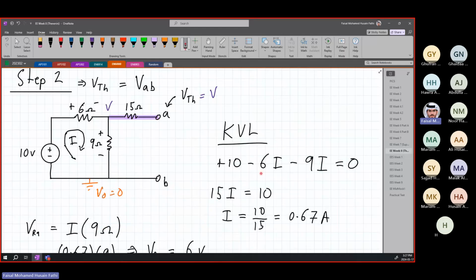Second step is finding our V Thevenin, which is simply VAB. You have to find the path here and find anything that is along this path. So we have the resistance here, but we don't have the current. You can find the current using any method you want. The easiest one here is just KVL, because we have a single current only. We apply KVL, so it's plus 10 minus 6i minus 9i equal to 0, all right? And then you solve for I. Now we have our I9, the current that is flowing through here.